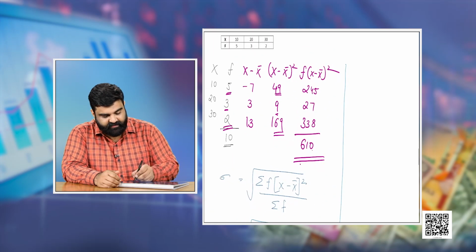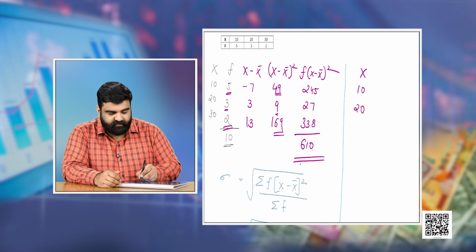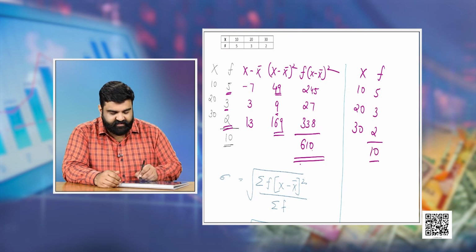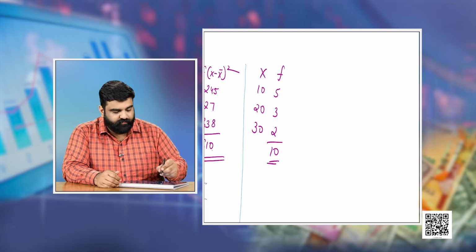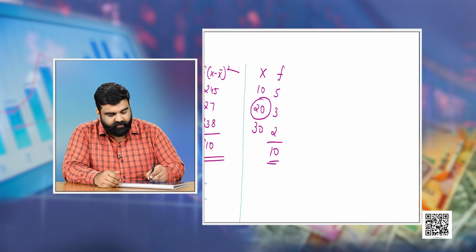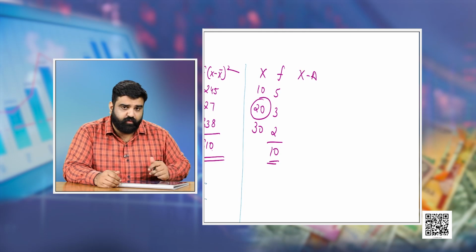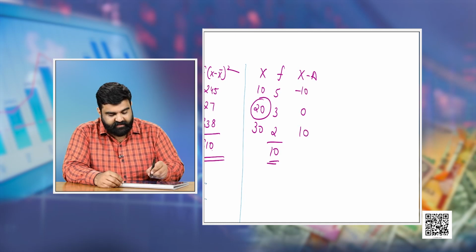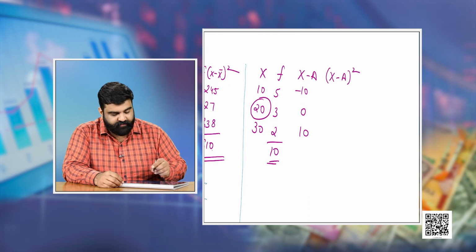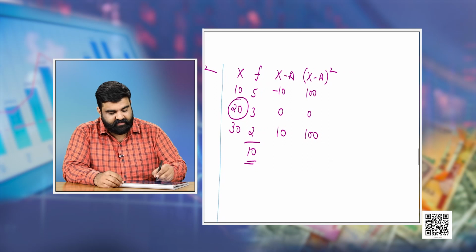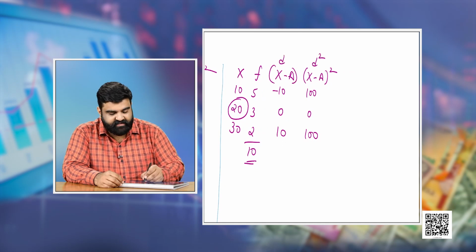So, we have the question as x, 10, 20 and 30, and we have the frequencies as 5, 3 and 2. The total of these frequencies is 10. Let us assume 20 to be the mean of the question. So, we have x minus a, that is the deviations from assumed mean, which will be minus 10, 0 and 10. Let us now find the square of these deviations, which will be 100, 0 and 100. Now, let us call this d and call this d square.